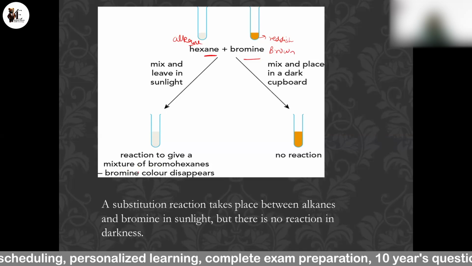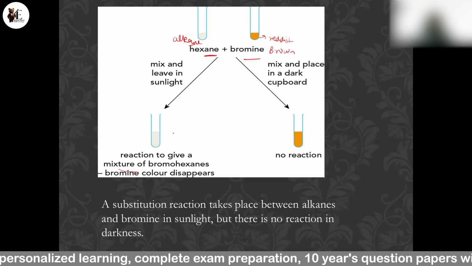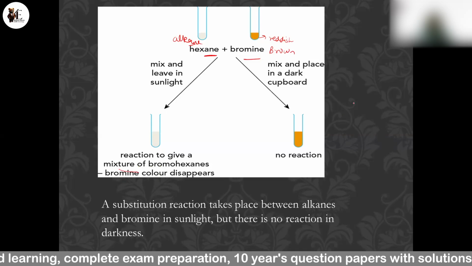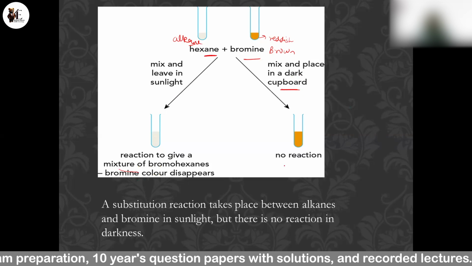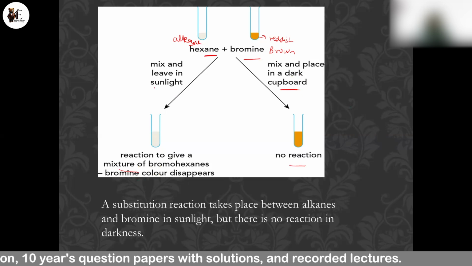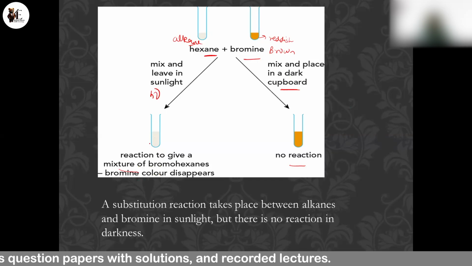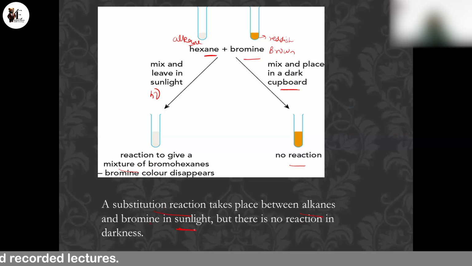The reaction gives a mixture of bromohexanes, and the color of bromine will disappear. If you mix them and place them in a dark cupboard, that means no light is there, so no reaction will happen. If sunlight is there, then the reaction will happen and bromine will decolorize itself. The substitution reaction takes place between alkanes and bromine in sunlight only, but there is no reaction in the darkness. Is it clear?